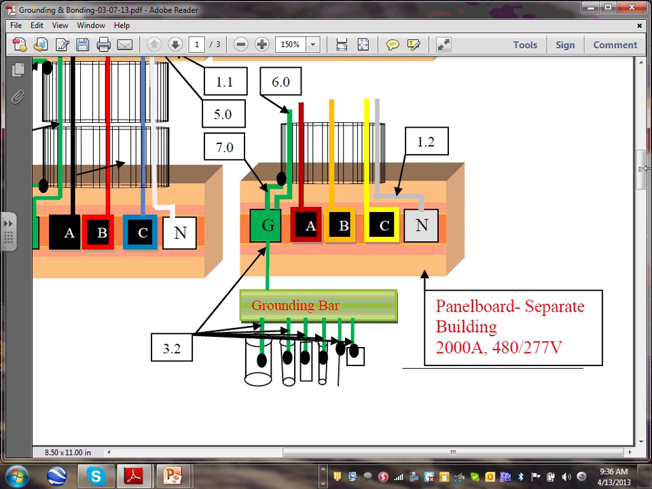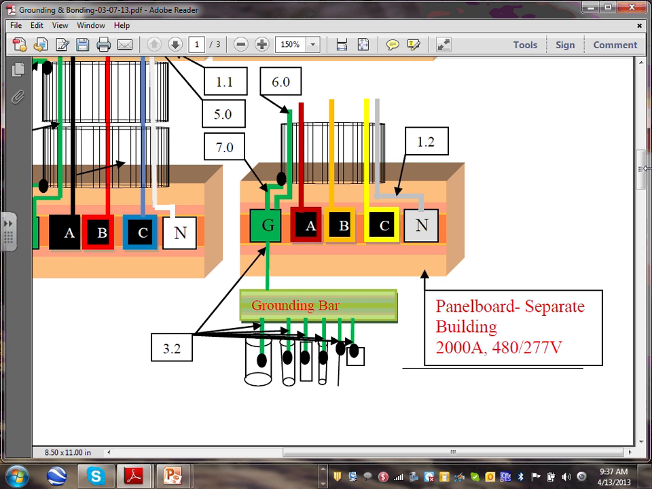When you feed a separate building, guys, the code says the following. Number one, as my feeders enter the building, you're supposed to provide an overcurrent protection, a disconnect right here. So here's my building. As you enter the building, you have to provide a building disconnect or a structure disconnect. That could be your circuit breaker or a fused disconnect. Right? Everybody knows that one, right? So that's number one, but we're not talking about the disconnect now. We're talking about the grounding.